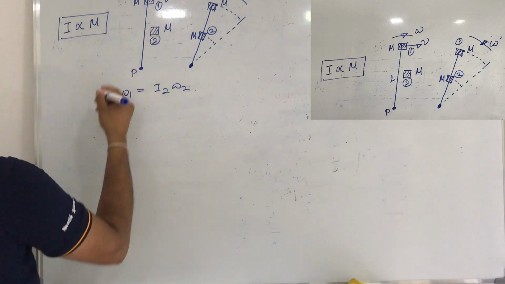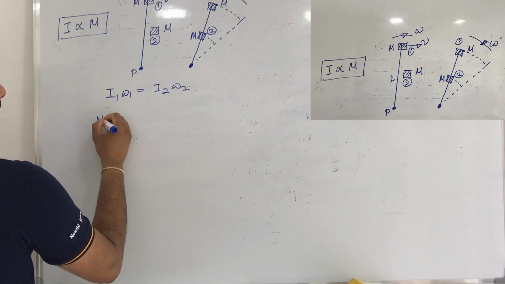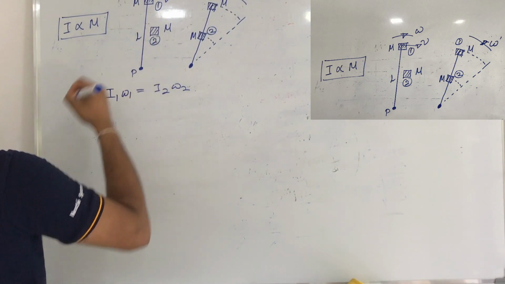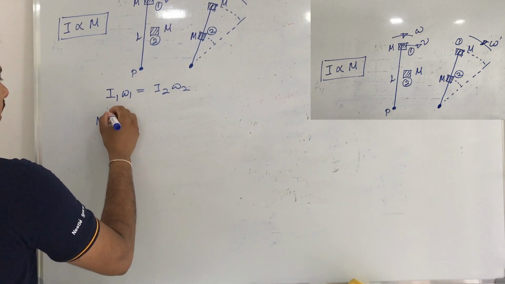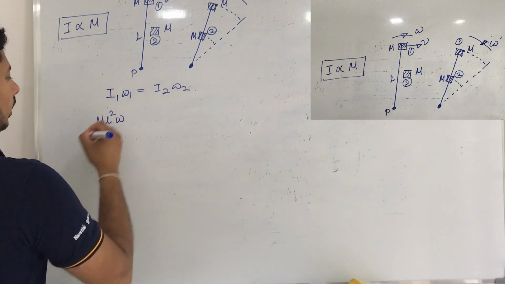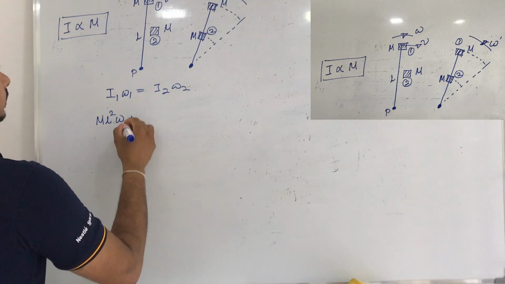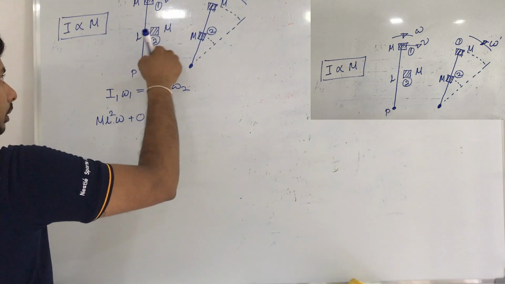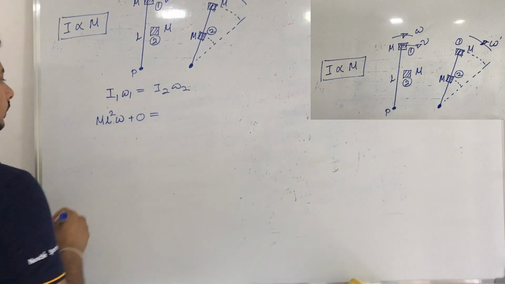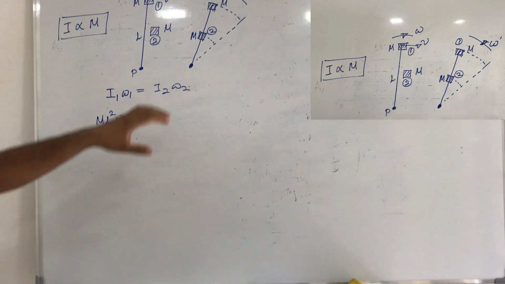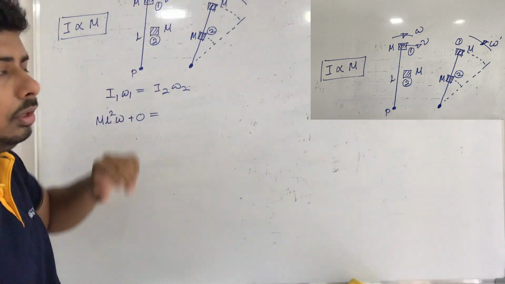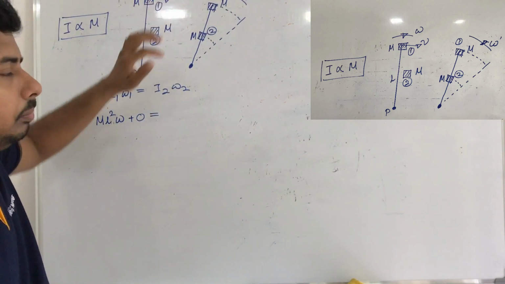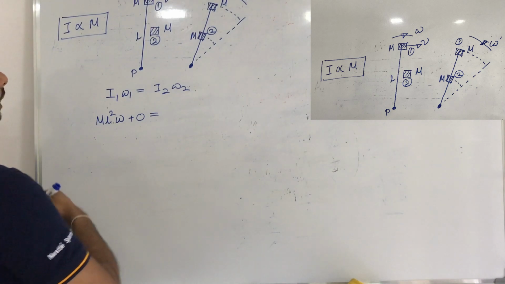Right. So we can write the moment of inertia as capital M, and the length of this one as L. Then it is ml square times omega, plus the moment of inertia of this one; the angular momentum of this one is 0, which is equal to the angular momentum for these two objects. So how do we write it?